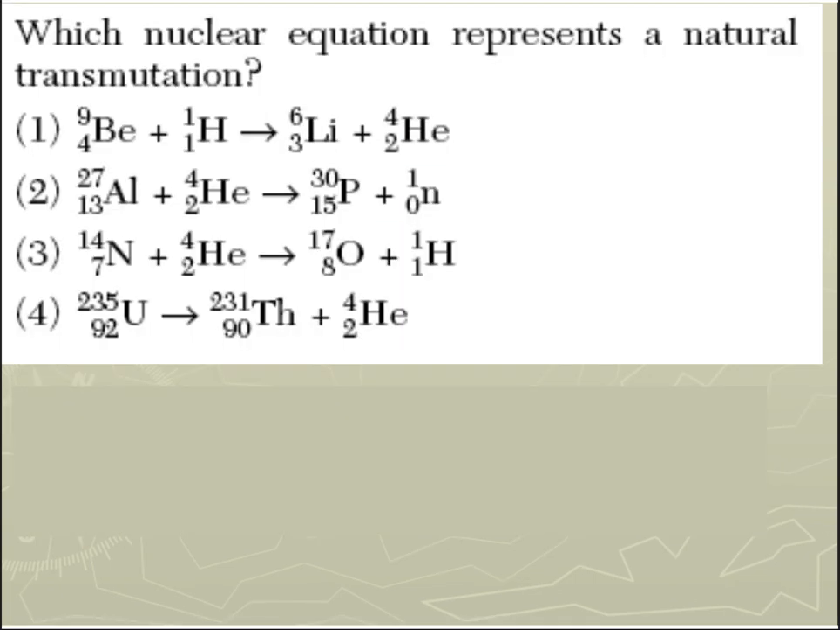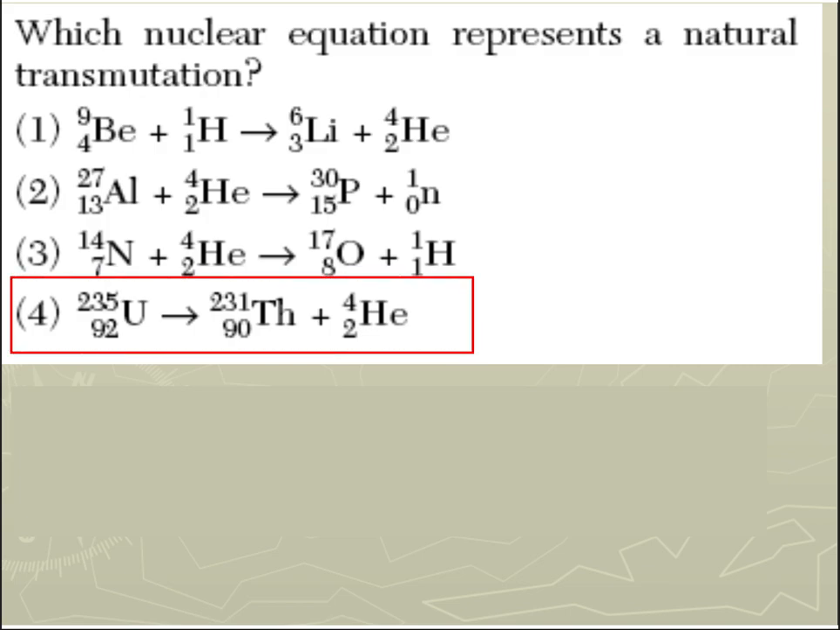So let's say I gave you this question: which nuclear equation represents a natural transmutation? Well, again, natural transmutation only means one reactant. So we look for the one with one reactant: uranium-235 going to thallium and helium. All the other ones have two things on the left side.